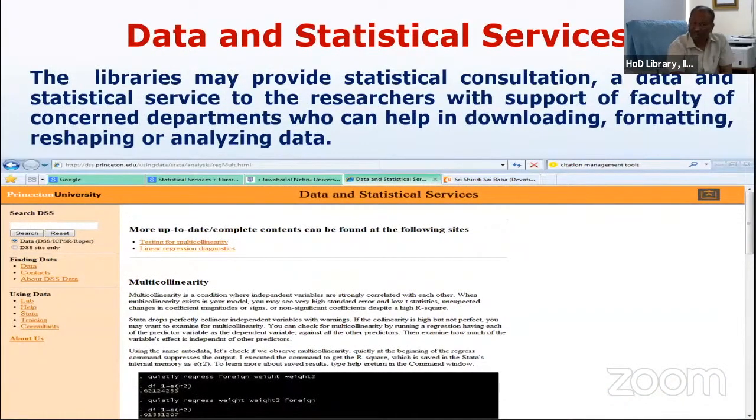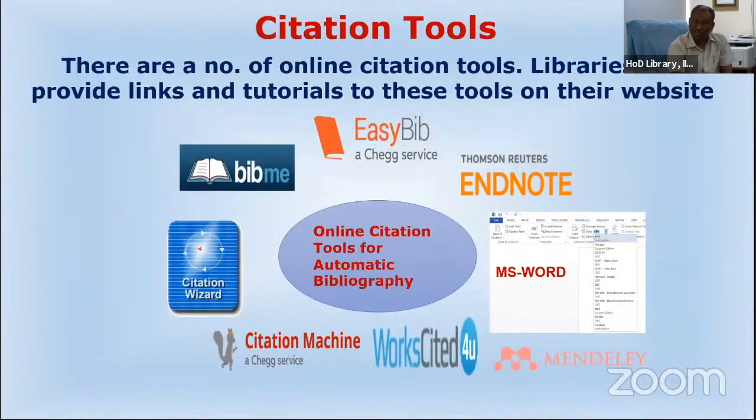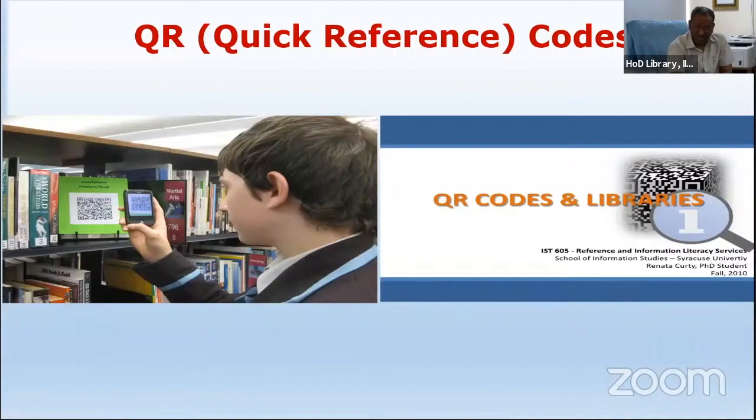Nowadays libraries are providing very good data and statistical services, because many of the faculty members and research scholars need support in their data analysis or in writing their thesis. And as a smart administrator or librarian, you need to have some knowledge of some statistical tools as well, also of citation tools. Then many libraries are making use of QR codes for providing different services.